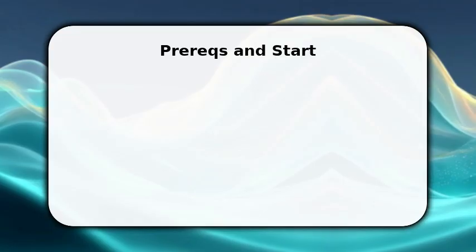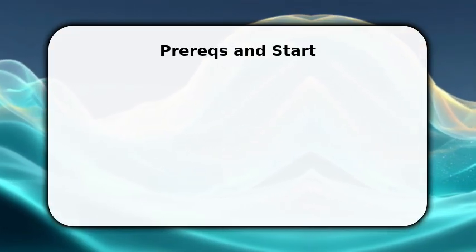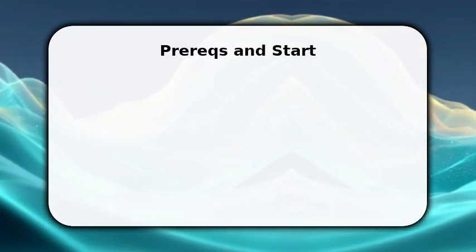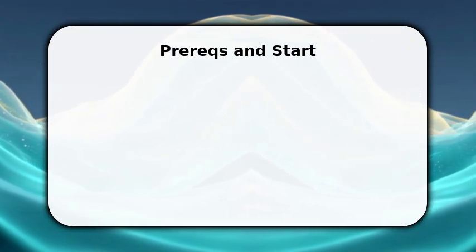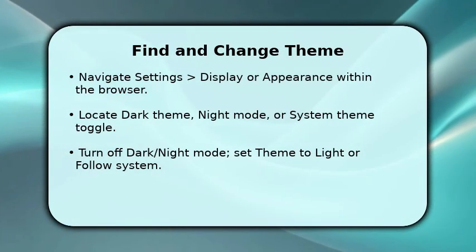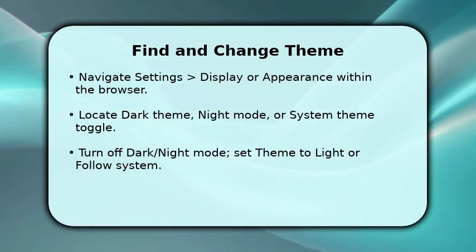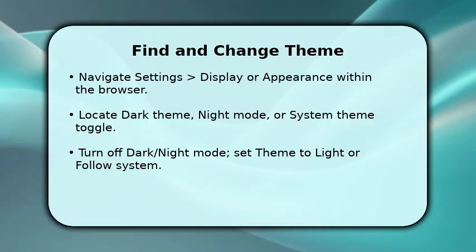If prompted to update the app, apply the update now. Otherwise, proceed to the next step to find dark mode or night mode settings and toggle them off. Now go into the browser settings and choose Display, Appearance, or General Options. Vivo often groups theme controls there.